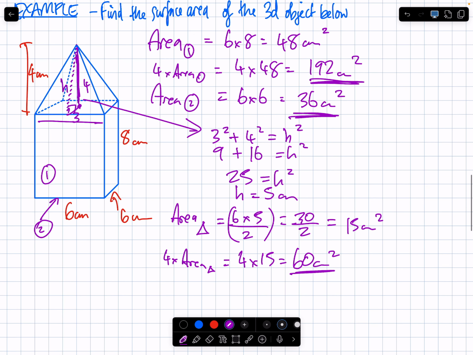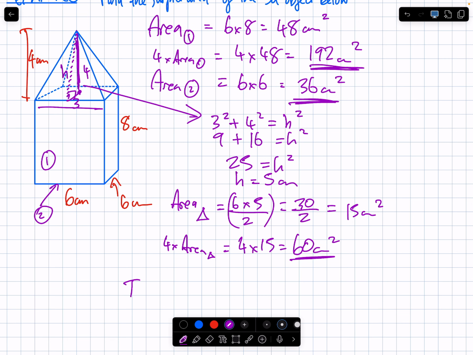Underline. Have I actually found the total surface area yet, or do I need to add some stuff together? We found the square, that was the 36. Add the little underlines together to find the total. So it's going to be total 192 plus 36 plus 60. That's 288. That's your total surface area. That's an example. I'll stop the recording here.